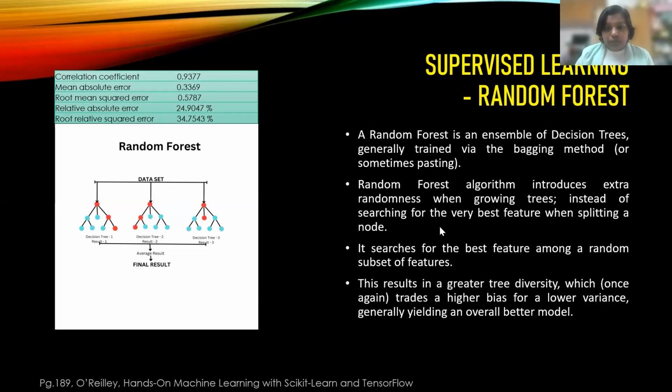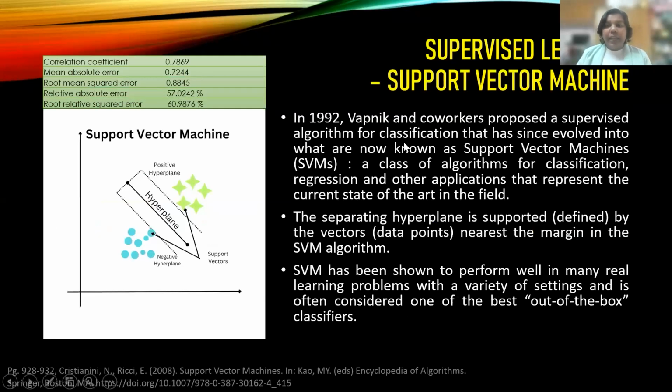And the second machine learning model we used was support vector machine. In 1992, Vapnik and co-workers proposed this model, which is very good for classification, and is also often considered to be one of the best out-of-the-box classifiers. And when we applied our data, we were able to find the support vectors, and the R value was around 0.78, and mean absolute error was 0.72. Root mean squared error was 0.8.